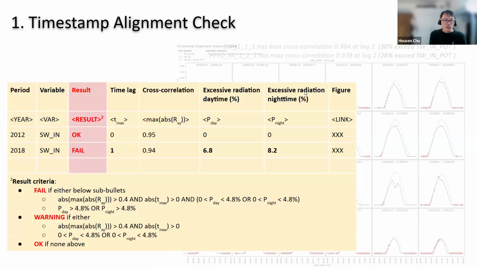The corresponding summary statistics table will look something like this. This is an abbreviated version; you'll see a longer version. You'll see which year and which variable we use for the check. What is the overall result? Is that okay? What is the time lag between the potential incoming radiation and your measured radiation?